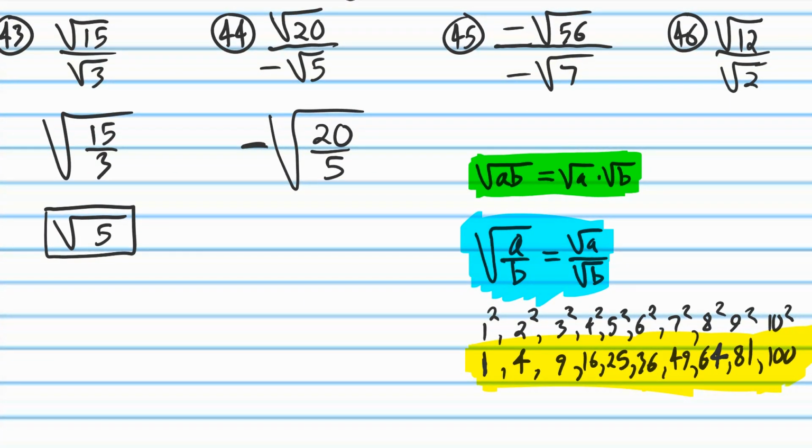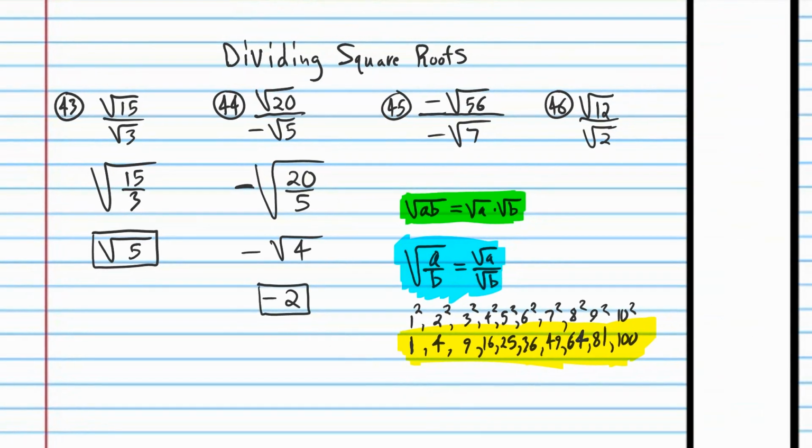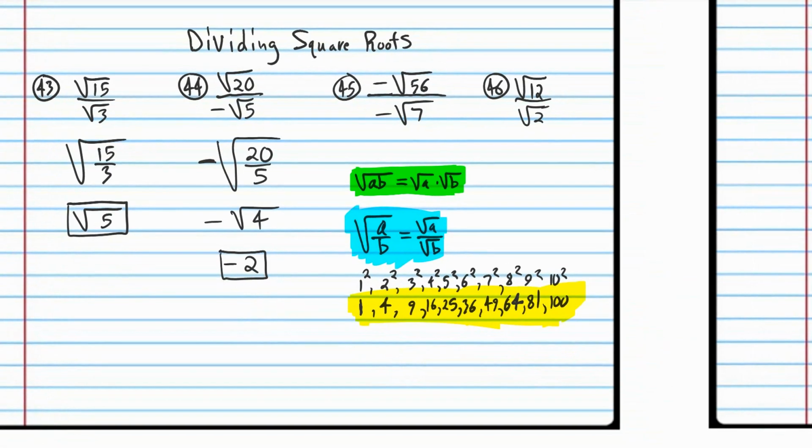And 20 divided by 5 is 4, so we have square root 4. But there's a difference here because square root 5, 5 was not a perfect square, but 4 is, so we can keep going and make it 2. So 2 is the final answer for that one. That was a little different because we came up with a perfect square.